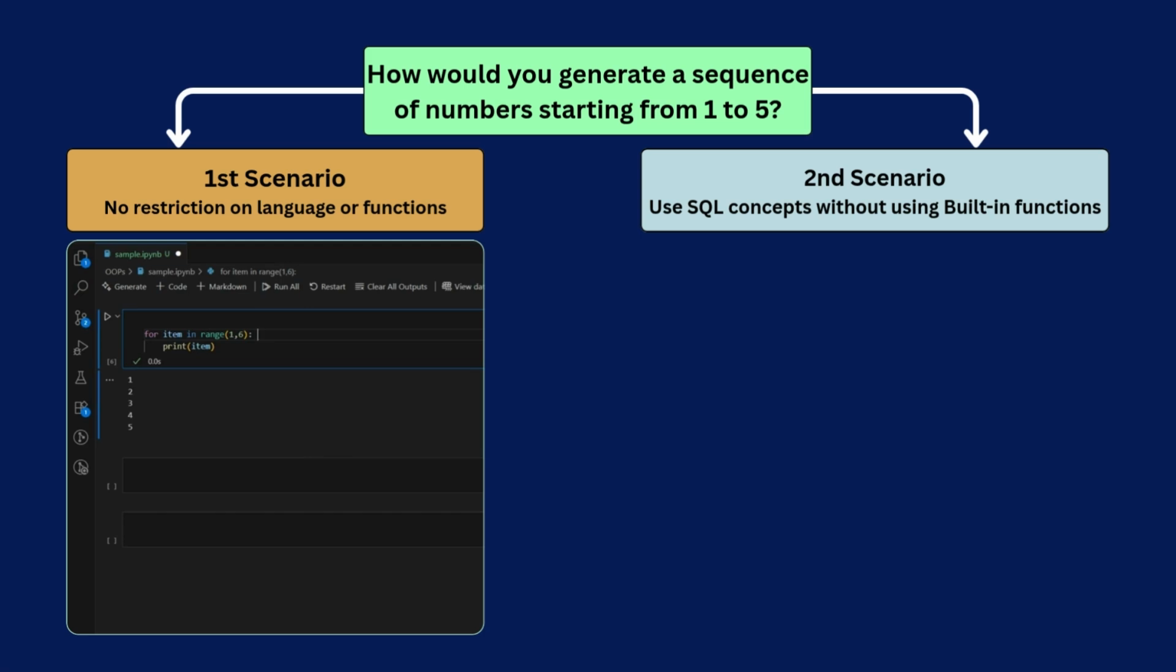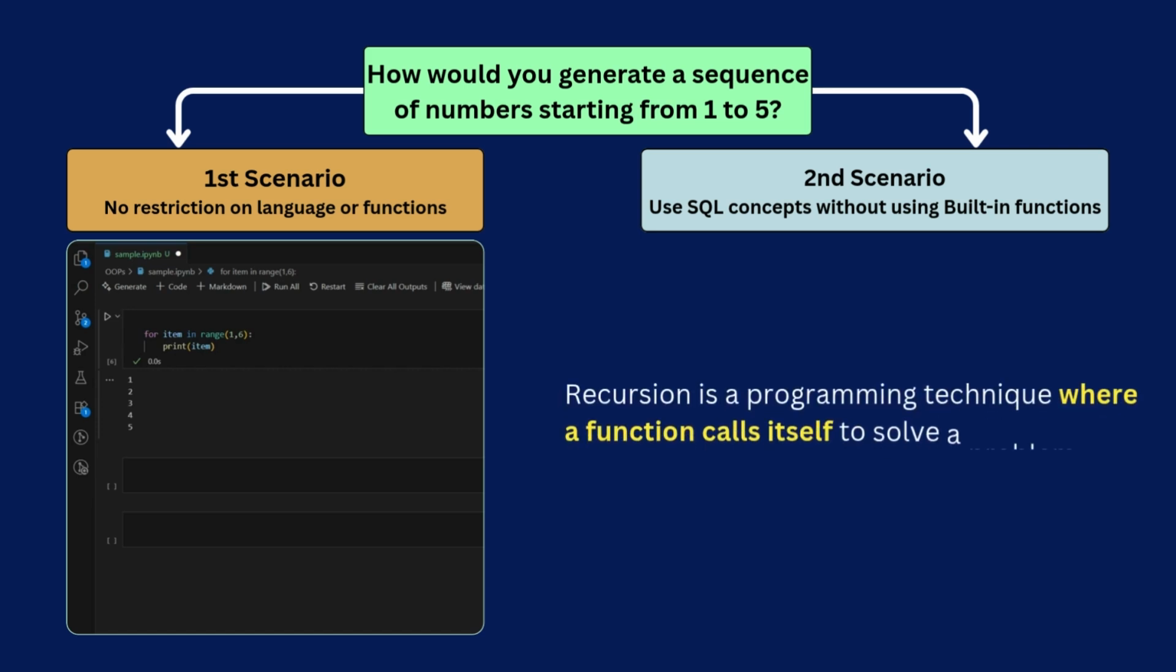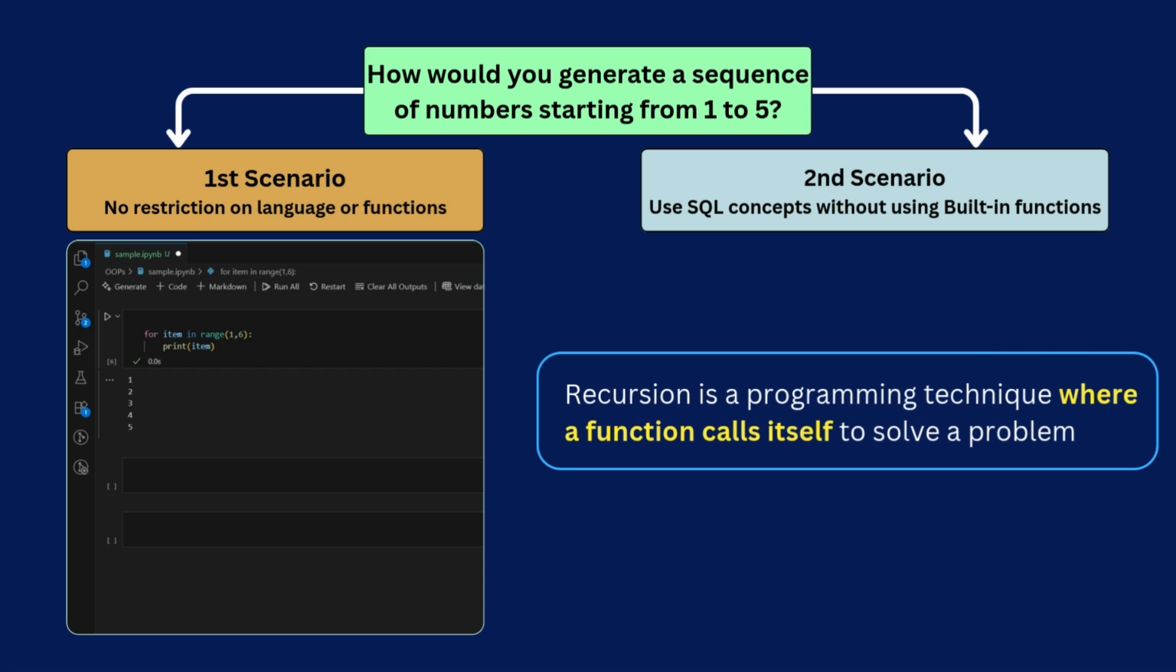Now in the second case, I am going to generate the same sequence by using the concept called recursion in functional programming. We are going to explore recursion in detail in a short while, but for now let me define recursion in one simple line. Recursion is a technique where a function calls itself. Let's see how that actually works.